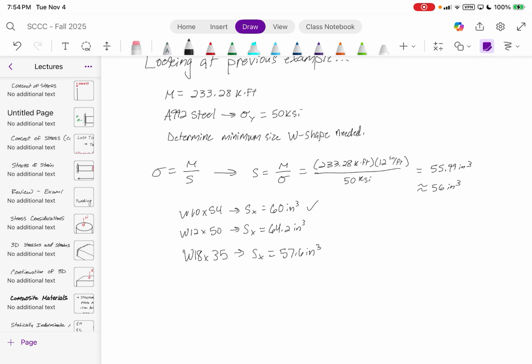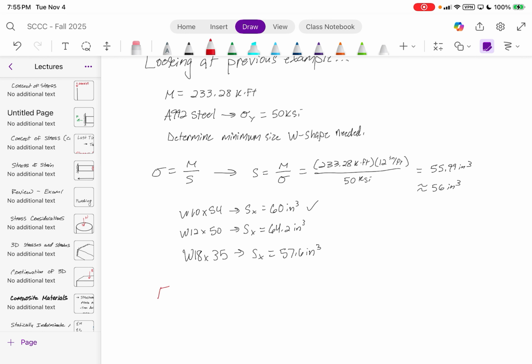Why do you guys think that? The weight per unit foot is less, which means less steel. And then the W18 by 35 is better than both of them because it's a smaller weight per unit foot and it has a lower section modulus. So the lighter, the more economical. You beat me. All right.